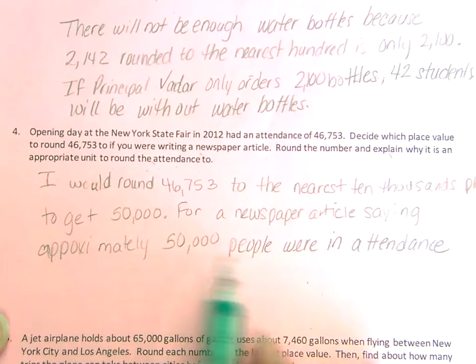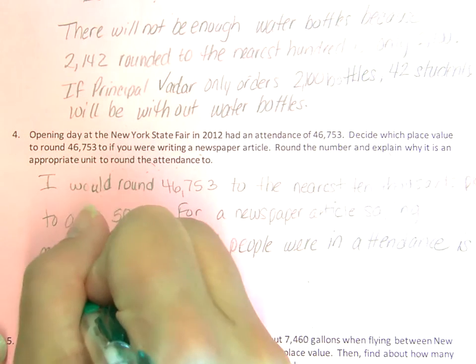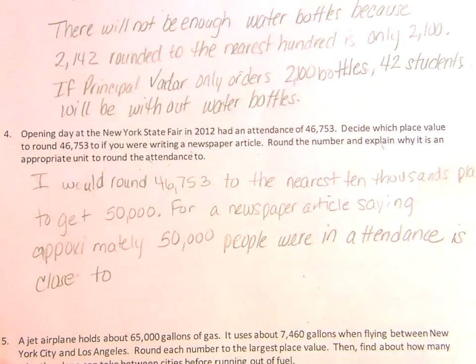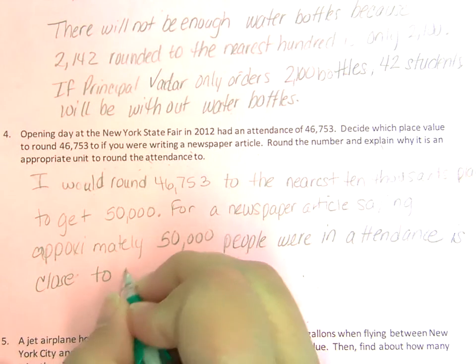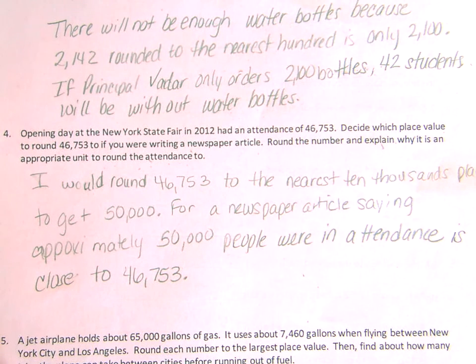So for a newspaper saying approximately 50,000 people were in attendance is close to 46,753. I would round 46,753 to the nearest 10,000th place to get 50,000. For a newspaper article saying approximately 50,000 people were in attendance is close to the actual number of 46,753. They don't want to exaggerate the number too much or too little. So this way saying 50,000 is pretty close.